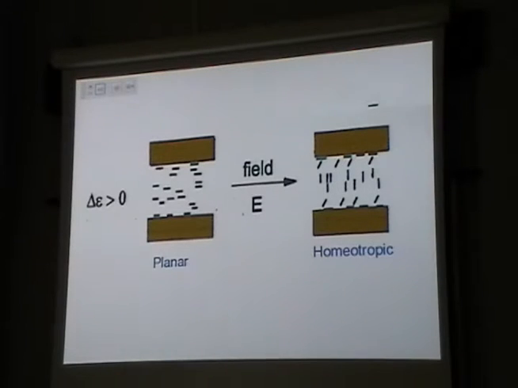So here's my positive dielectric anisotropy. So my delta epsilon is greater than 0, so my long axis permittivity is larger than my short axis permittivity. And I go from essentially a planar aligned liquid crystal, where the molecules are parallel to the electrodes, apply a field, and then we orient into what's called homeotropic or vertical position. And that's a good example of what's used in many, many display devices.